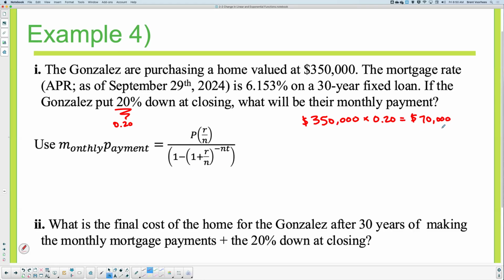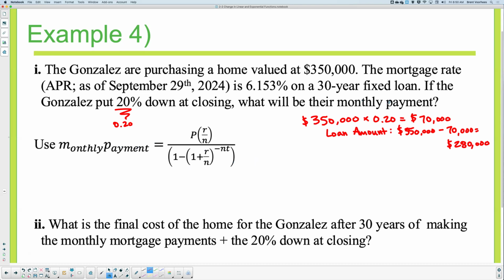Now, if you have that to purchase, what that means is your loan amount would actually be 350,000 minus that 70,000 of 20% down, which would mean you'd be taking a loan of $280,000 from the bank.